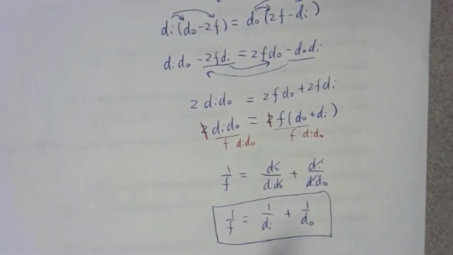DI is the distance from the image to the mirror. DO is the distance from the object to the mirror. And F is the focal length.